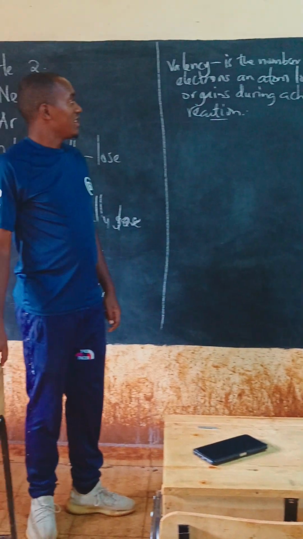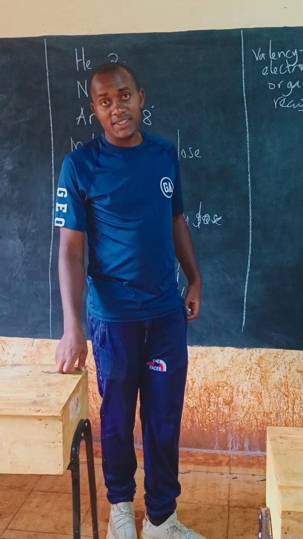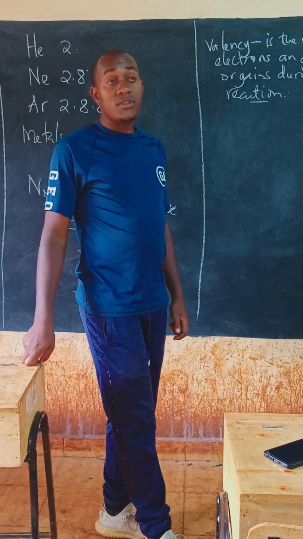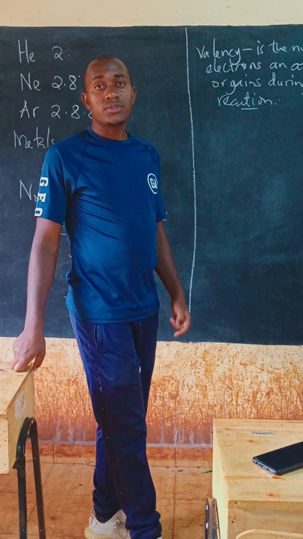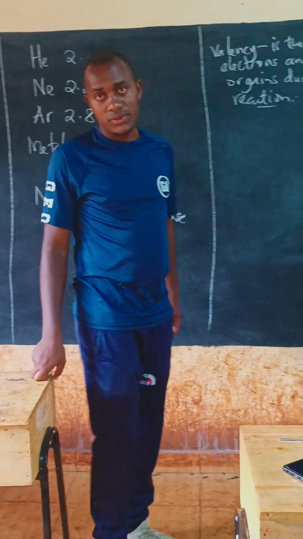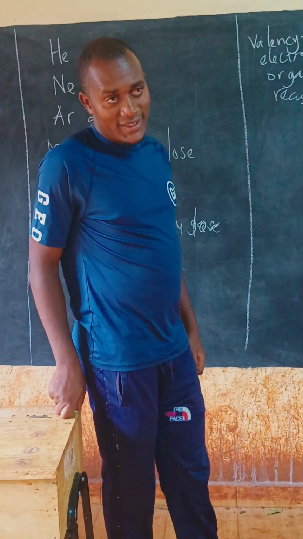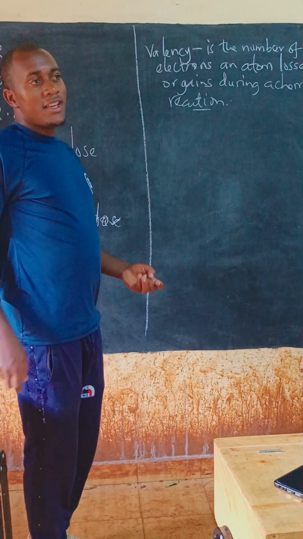Valency is very critical, and what I'm going to talk about today is very essential in the study of chemistry, because we find many learners do not know how to write the formula of a compound. They also don't know how to write a well-balanced chemical equation. So today we're going to look at valency, which is very key.